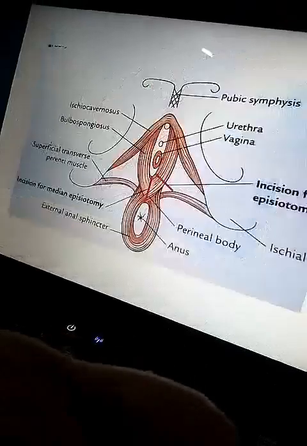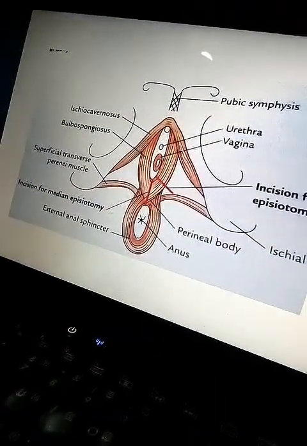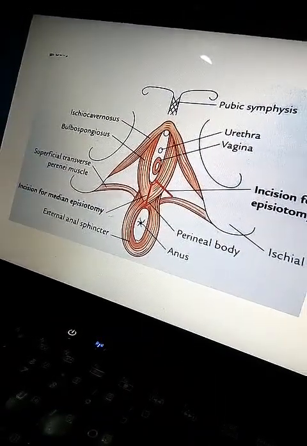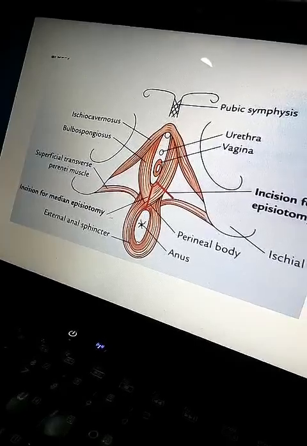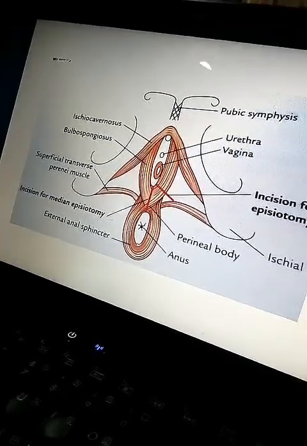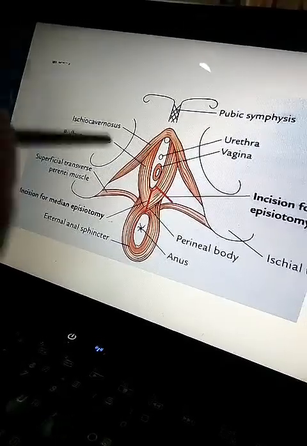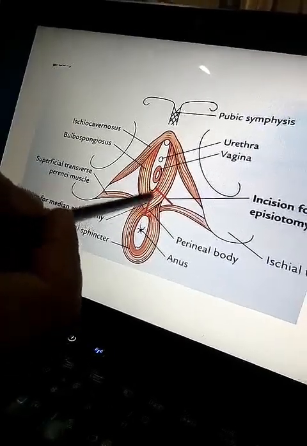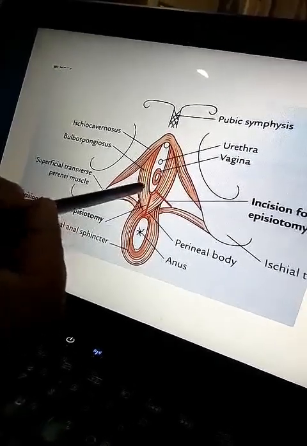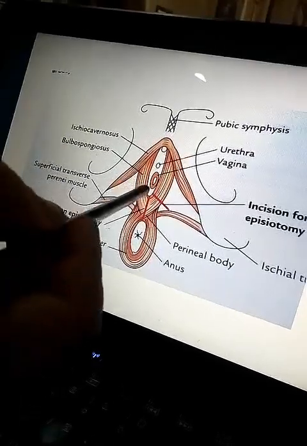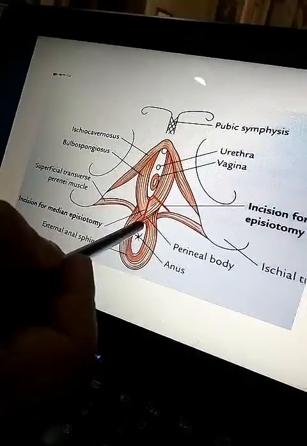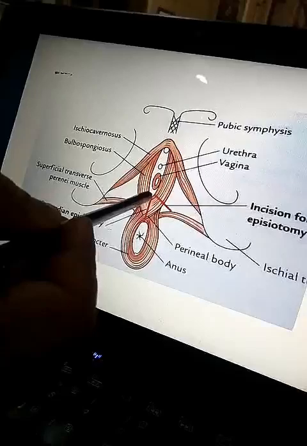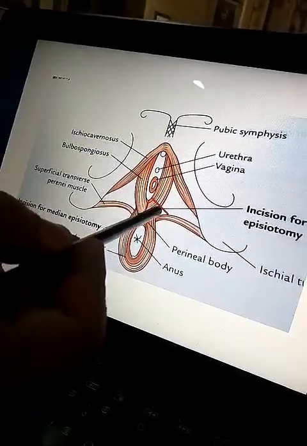Now what is episiotomy? Episiotomy is an incision given in the perineum to enlarge the vaginal orifice to facilitate childbirth. There are two types of episiotomy: median episiotomy, you can see in the red line, and mediolateral episiotomy.